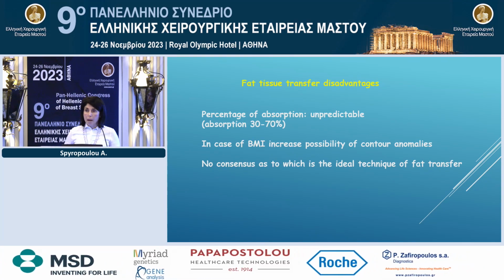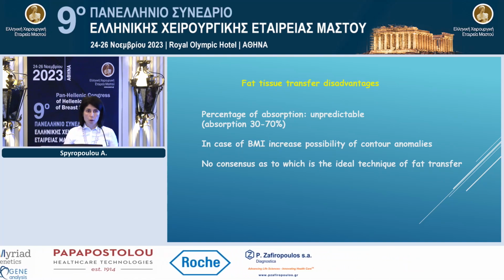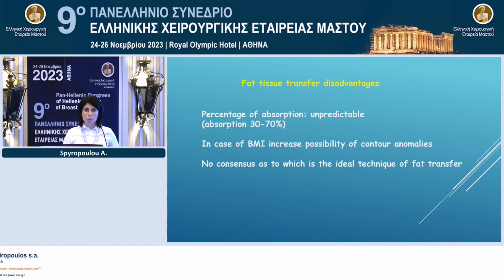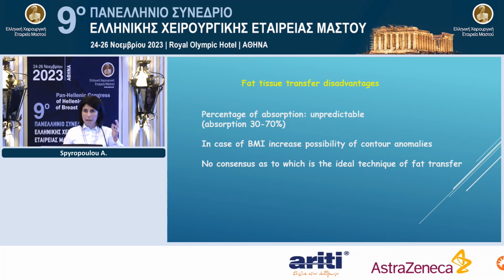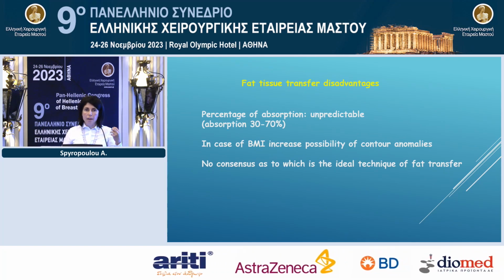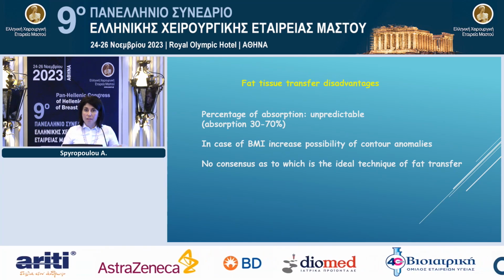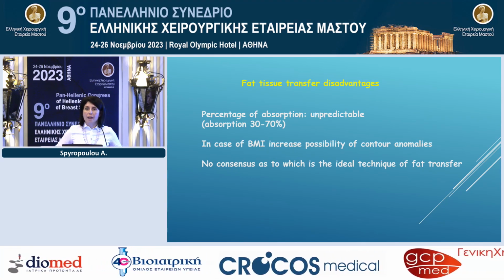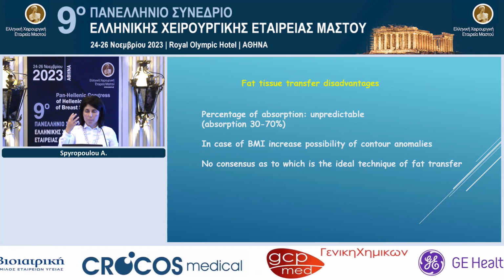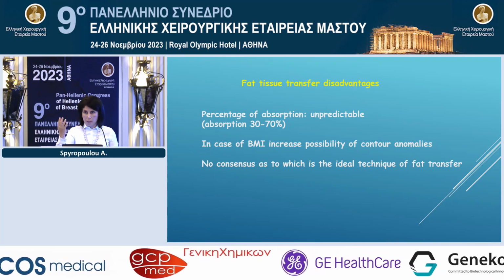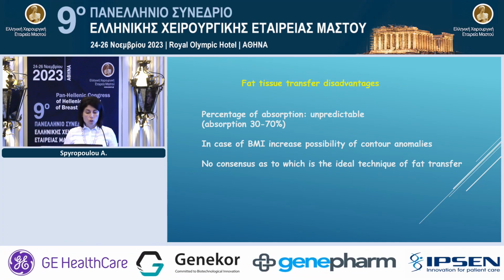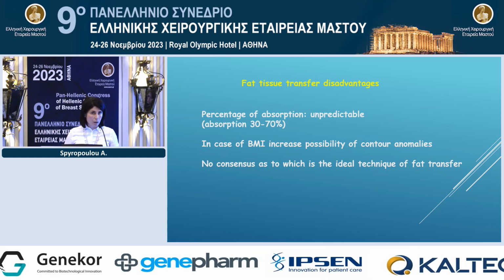In case of BMI increase, there is a possibility of contour anomalies because the fat cells have memory. So if we take fat cells from the hips and transfer them to a contour anomaly, for example, in a supraorbital defect, and then the patient increases in size, then the fat cells there will increase as if they were at the hips. So this may create a lump, for example, if you put it in a supraorbital area. And also, there is no consensus as to which is the ideal technique of fat transfer.